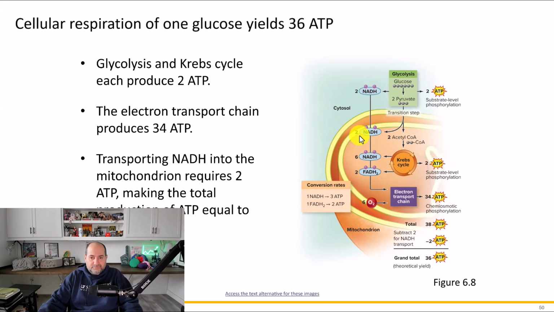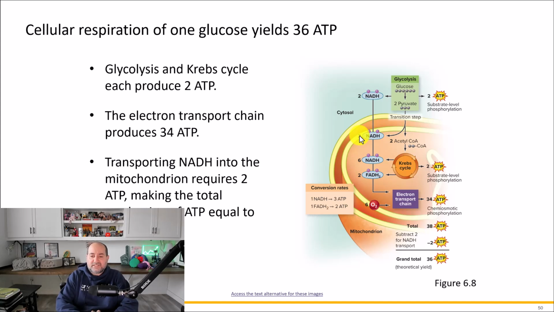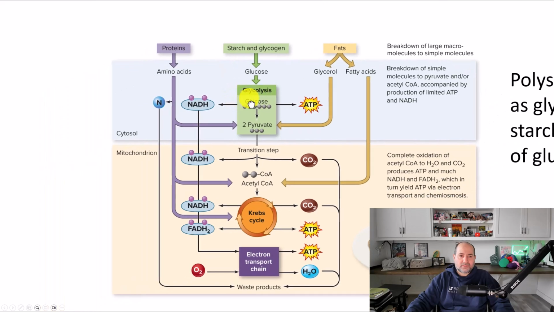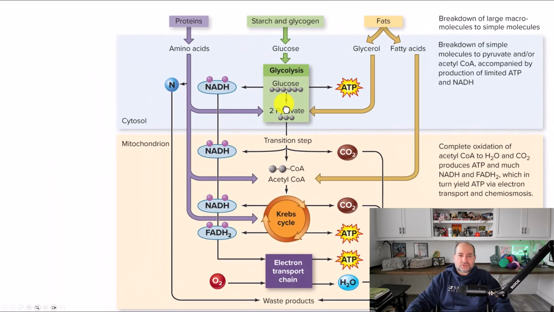So what do you need to know? You should know that 36 ATP are produced by cellular respiration. Aerobic cellular respiration produces 36 ATP, and 34 of them were produced during stage 3, chemiosmotic phosphorylation. 2 of them were produced during Krebs cycle, and 2 of them were produced during glycolysis. And by the way, it's not just sugars. Let me show you something. It's not just sugars that feed into cellular respiration to produce ATP.